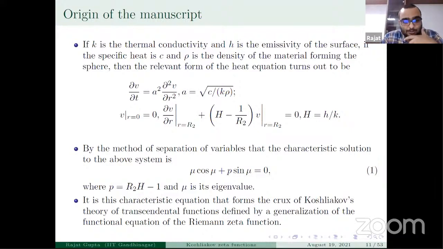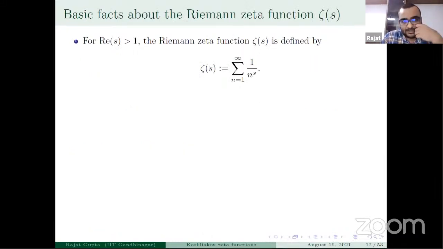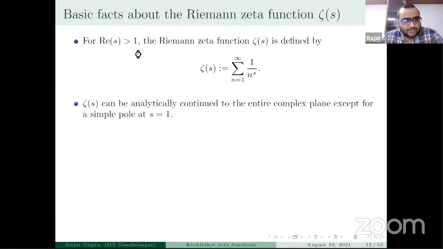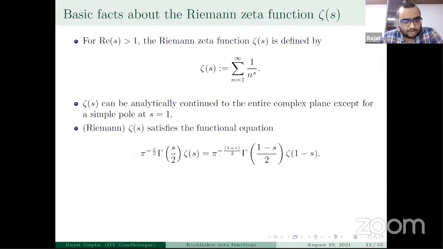So we begin by giving the basic facts about the Riemann zeta function. The Riemann zeta function is defined for real part of s greater than 1 by this absolutely convergent series. It can be analytically continued to the entire complex plane except for a pole at s equal to 1. It also satisfies the following functional relation.